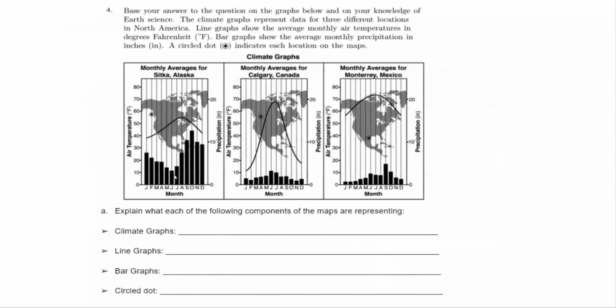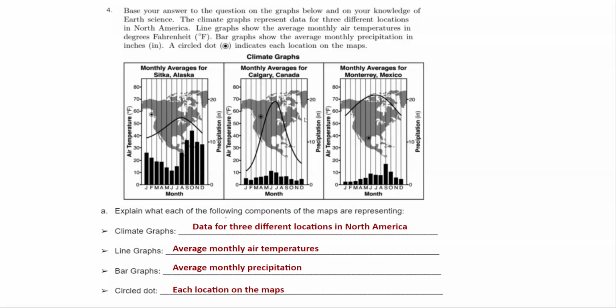Okay, so A says, explain what each of the following components of the maps are representing. Climate graphs, line graphs, bar graphs, circle dot. So I'm just gonna break down what I see in my description into different components so I can break down the graph easier. Climate graphs from my paragraph say they represent data for 3 different locations in North America. So these graphs are showing data for 3 different locations in North America. My line graphs show the average monthly temperatures. So I'm just going to write average monthly temperatures. You don't have to include the units in your description of what the graph is representing. That's extra information for now.